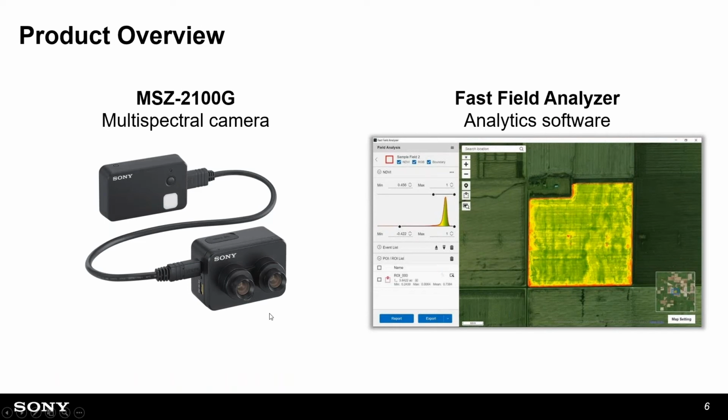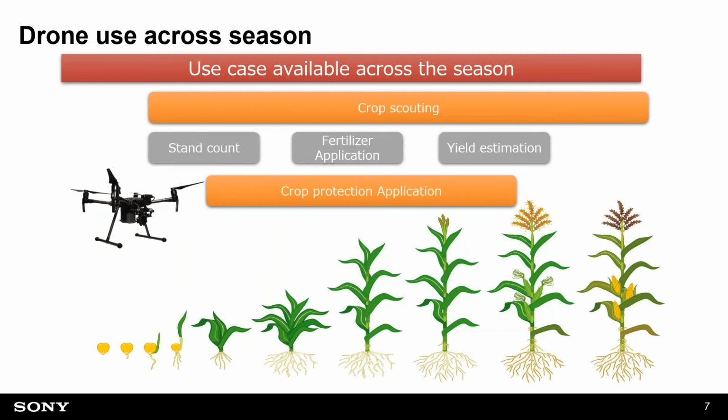And the product we are offering is the cameras, mounted on the drones, and the software. This software is called Fast Field Analyzer, having the stitching capabilities and analyzing capabilities. Drone can be used across the season.